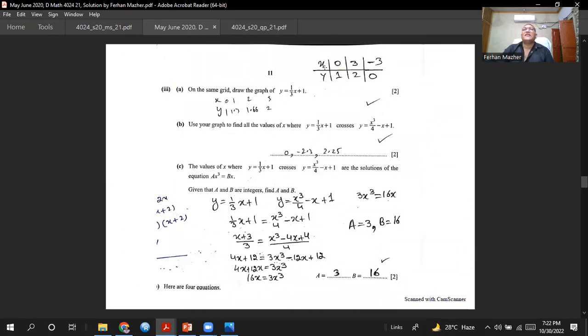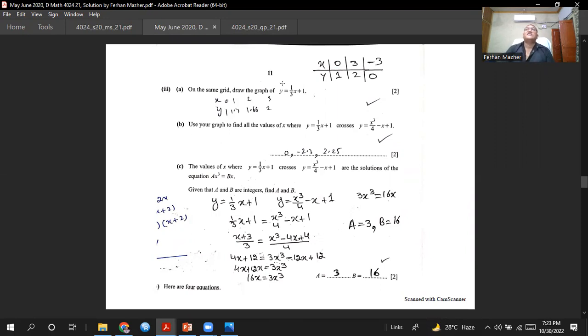So you can see here, I have made the table, and that table is x. I will take different values of the x. For example, I take 0. When I put 0 in that equation, I get 1. When I put 3 in that equation, I get the y value is 2. When I put minus 3 there, the y value is 0.